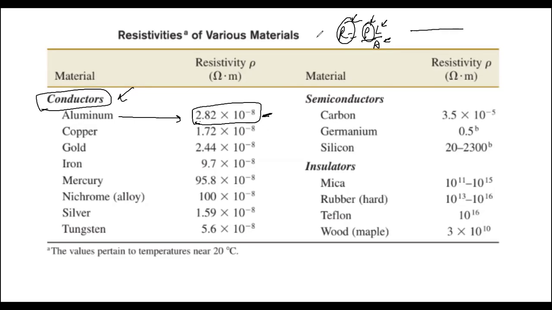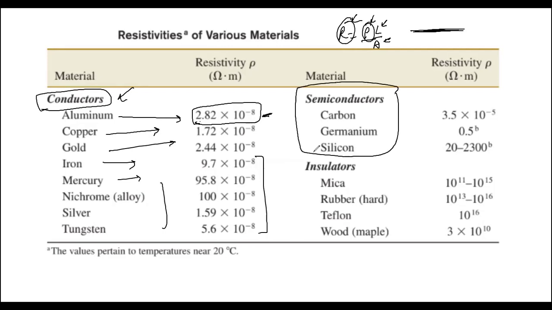That's why we use metals in forming wires, or where we need good flow of current. Similarly, if you pay attention over here, copper, gold, iron, mercury, all of these have low resistivity values. And semiconductors lie in between conductors and insulators. As we all know, conductors are good conductors of electricity and heat. Insulators are poor conductors of heat and electricity. And the semiconductors come in between.